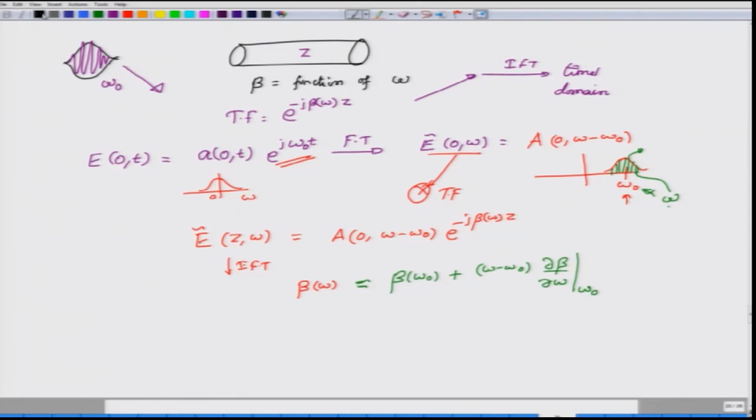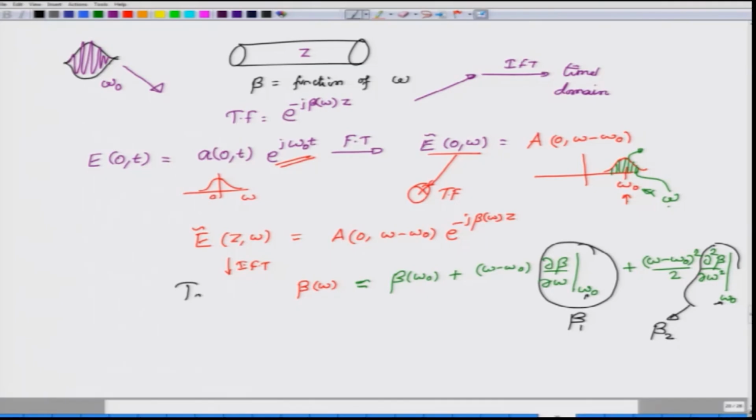In literature, this term is called beta 1. Then the next term would be omega minus omega 0 squared by 2 times del square beta by del omega square, again evaluated at omega 0. It turns out that this del square beta by del omega square is written as beta 2. Of course, beta 1 is a function of the frequency omega 0, and beta 2 is also a function of frequency omega 0. So, this is the Taylor series expansion, valid as long as the pulse spectrum is narrow.